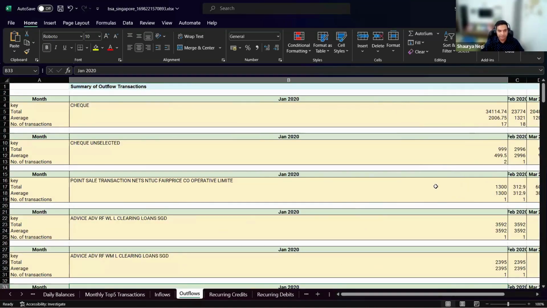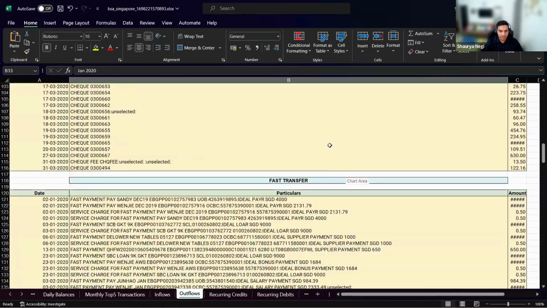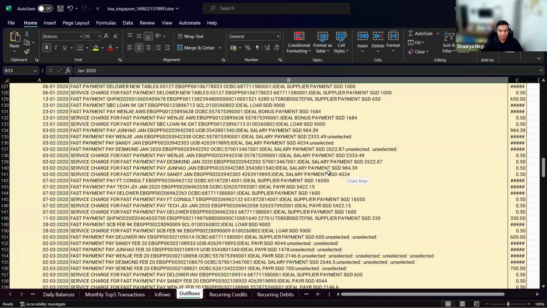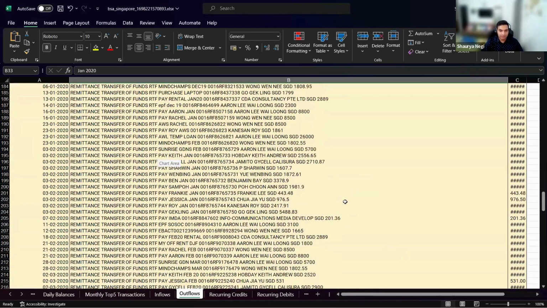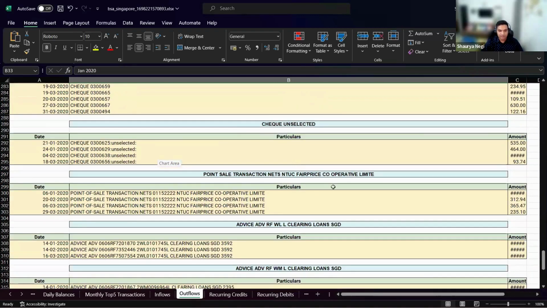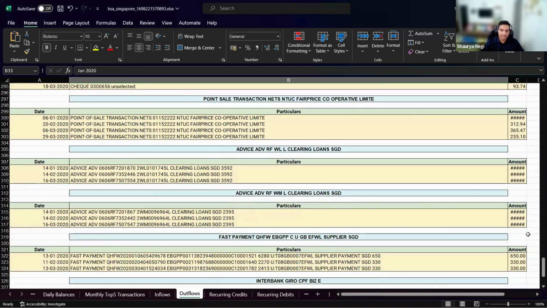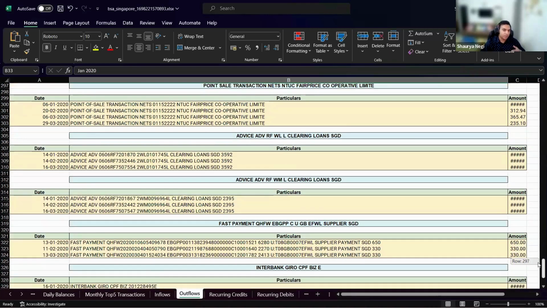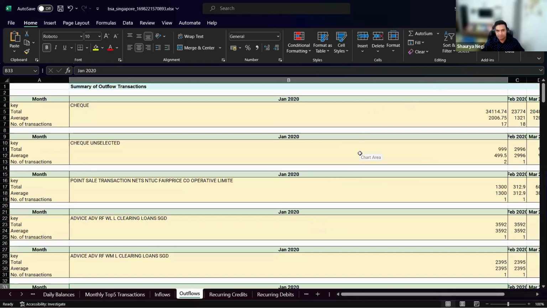Similarly to inflows, you can see all the related check transfers which are debited from this account, all the related fast transfers which have been debited from this account, all the remittance transfers which have been debited from this account, and similarly all the related transactions. Here we can also see that we have a point of sale transaction made to Fair Price Cooperative Limited. So this is how we can categorize transactions given to a particular vendor as well, and we have the technical know-how to do that.